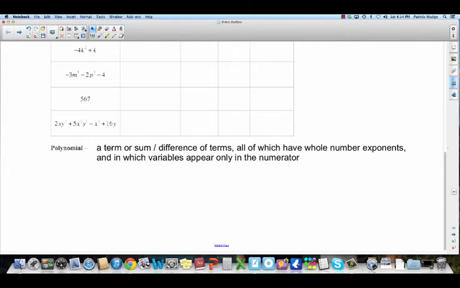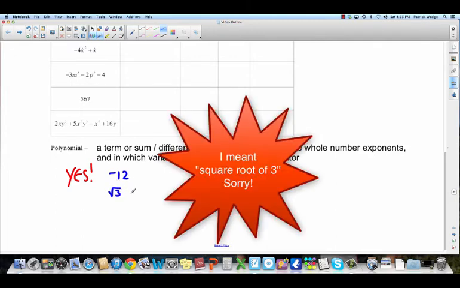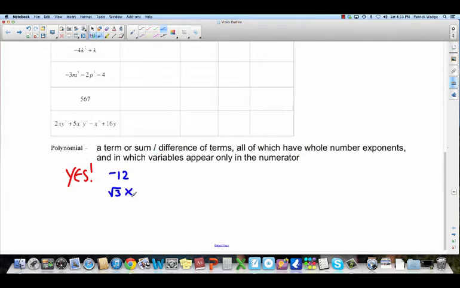It's a term, or the sum or difference of terms, all of which have whole number exponents, and in which variables appear only in the numerator. Wow, that sounds really complicated. So let's look first of all at things that are polynomials. Yes, these are all polynomials here. One example of a polynomial would be negative 12. It says in our definition that a term can be a polynomial. This is a polynomial. Another one could be negative 3 times x. So here we have the product of a variable and a number. In this case, it's an irrational number, but that still works. That's a polynomial.